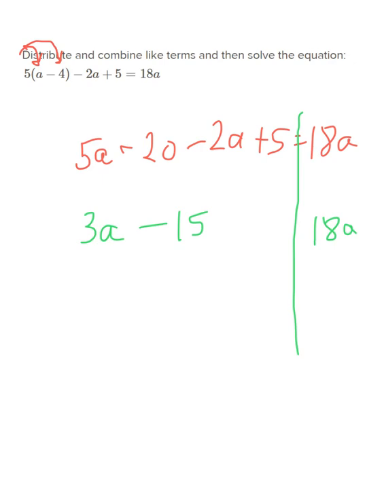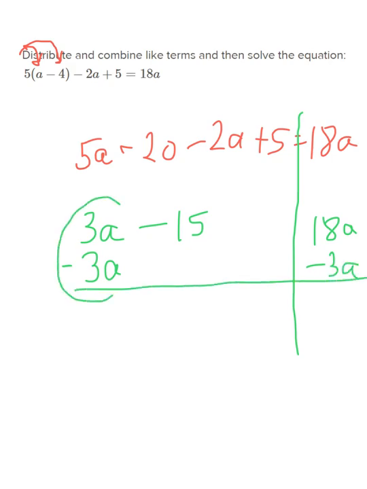So I'm going to solve so that I get all my a's on one side. The way that I do that is just by subtracting 3 a's. So I get 3a minus 3a right here, which is 0. And I get negative 15 right there. 18a minus 3a is 15a.